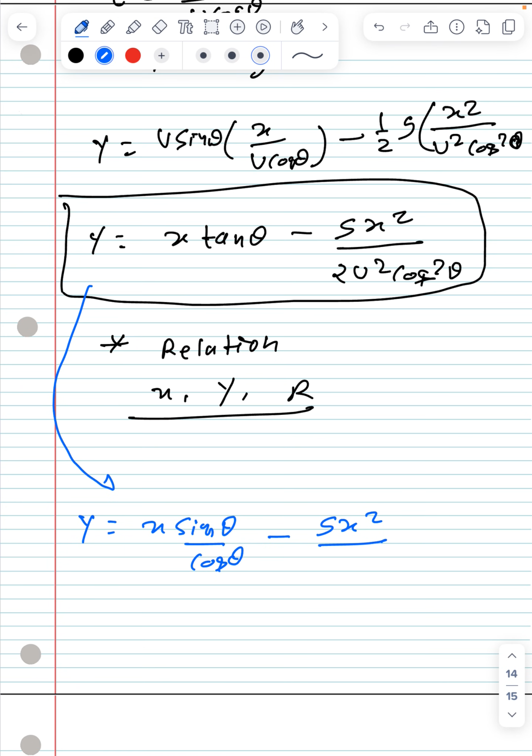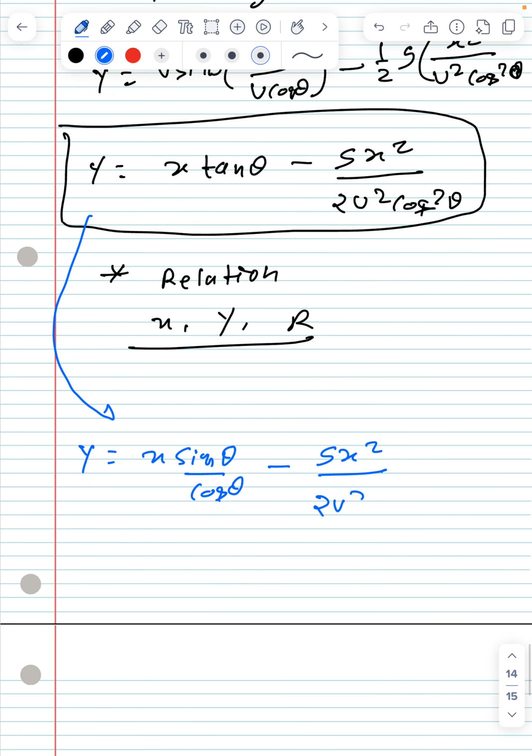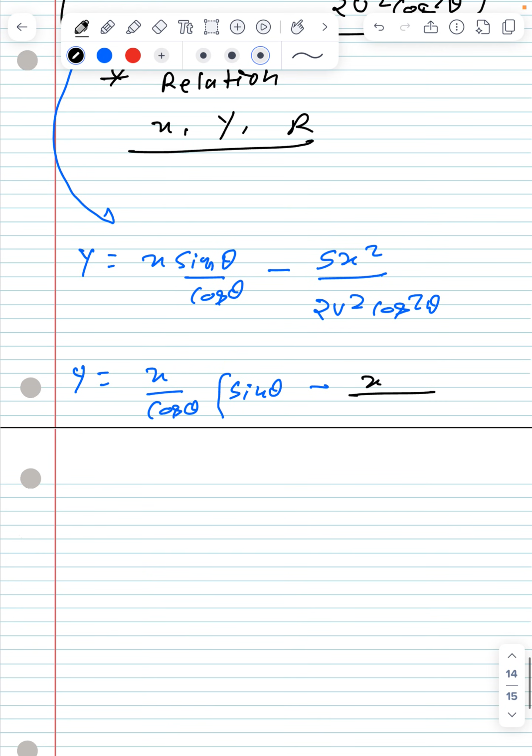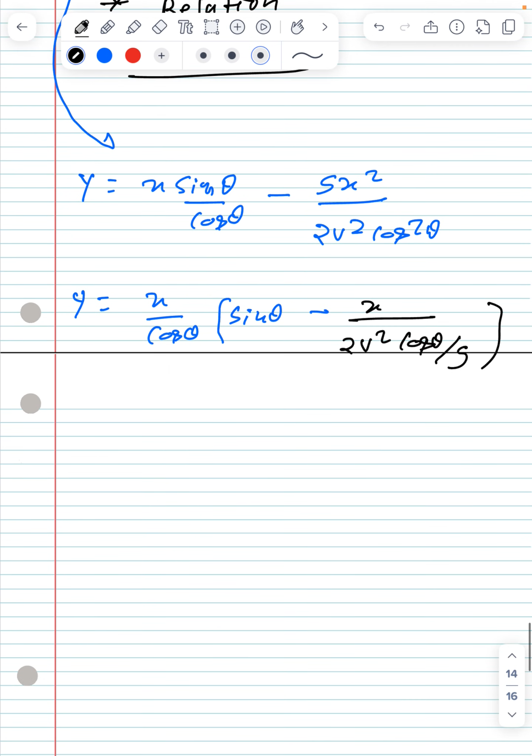If we want to calculate a relation between x, y and R, then this formula calculates the further situation: y = x sin θ divided by cos θ − gx² divided by 2u² cos²θ.